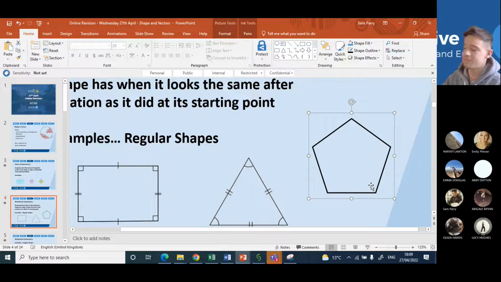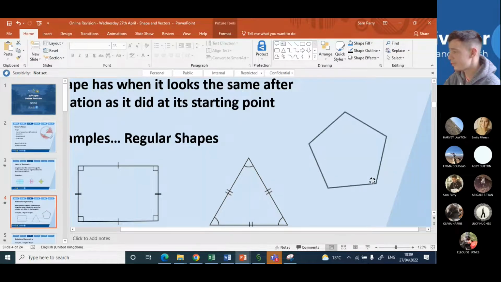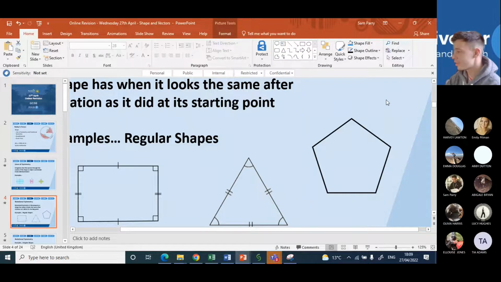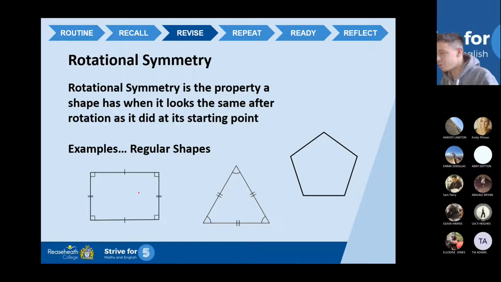The answer is 5. So if I rotate this shape 360 degrees, it will look similar 5 times. Once, twice, 3, 4, and then finally 5, back how it started. So there's a bit of a pattern. It's how many pairs of equal sides it's got. So this one here, it's got 2 pairs of equal sides. So it's got 1 and then 2.